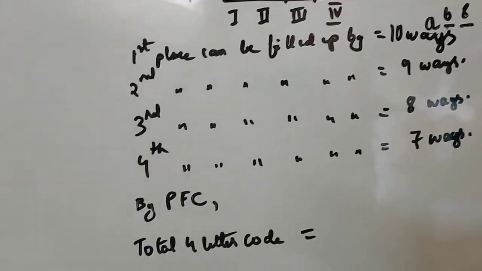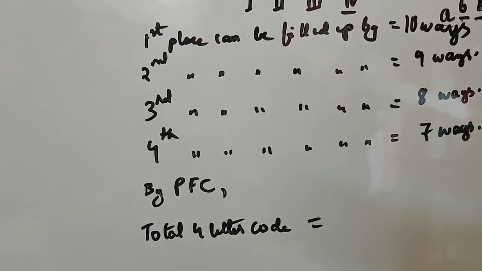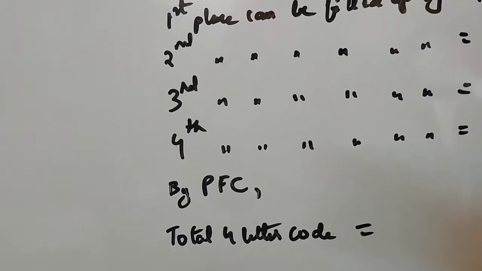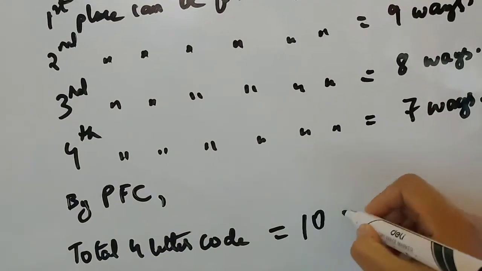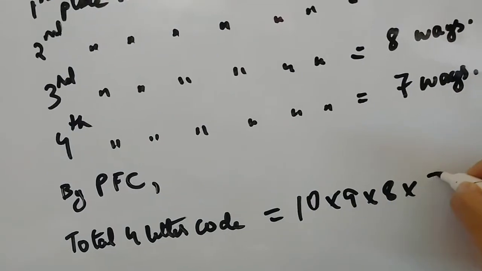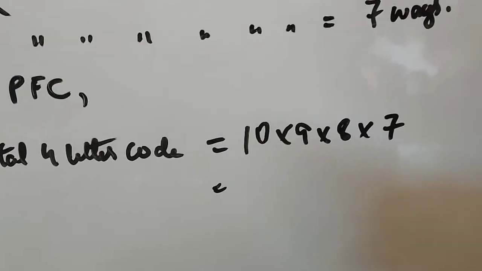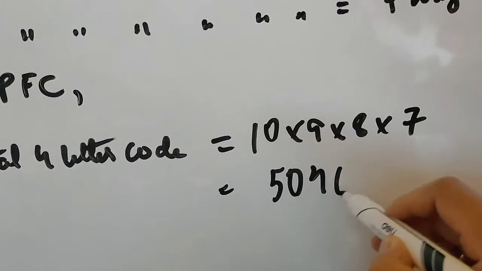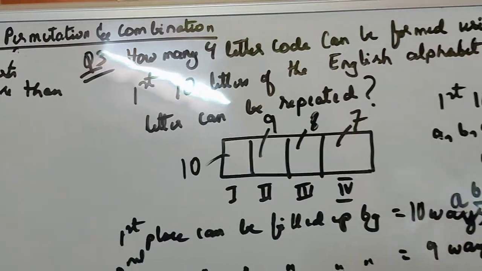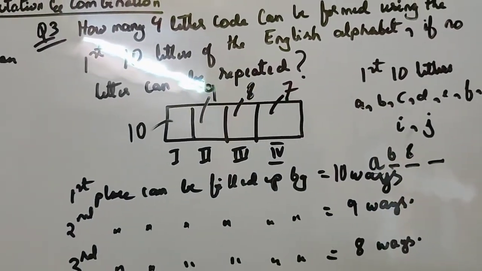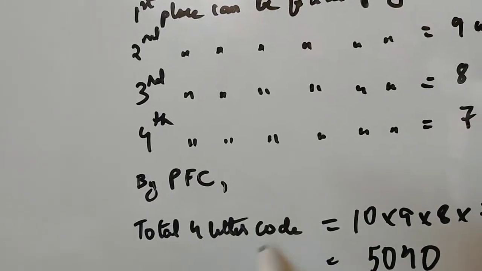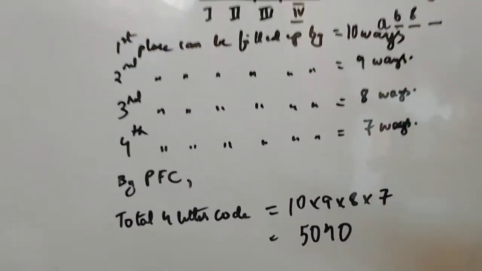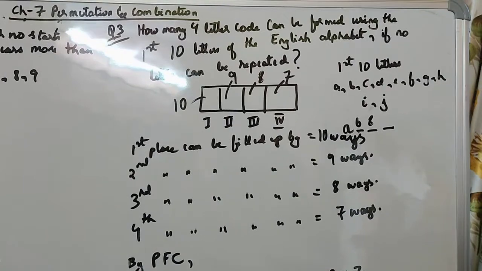Now by the principle of fundamental counting, you write in a full sentence. The total 4-letter codes that can be formed is the multiplication of all the numbers of ways, that is 10 into 9 into 8 into 7. You will get 5040 4-letter codes using the first 10 letters of the English alphabet if no letter can be repeated. You write the sentence. I am writing it short, but you write the whole sentence and write it nicely. Okay, so I hope question number 3 is clear to you.